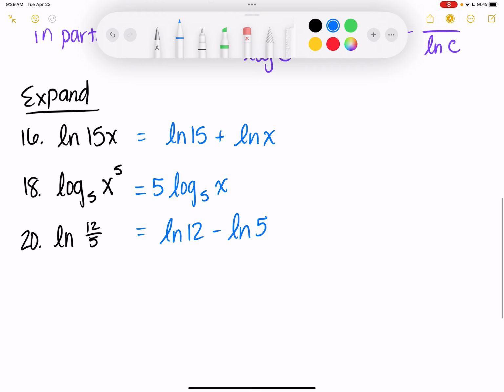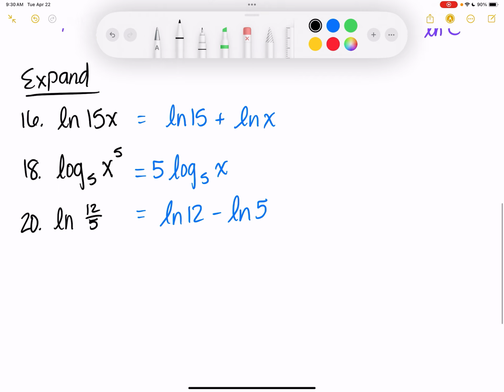So notice when I'm expanding, I go from having log written one time, aside from number 18, because that's a different problem, to the log written multiple times. When I'm condensing, I go from log written multiple times to it being written one time in my final answer. That tends to be where people get confused.